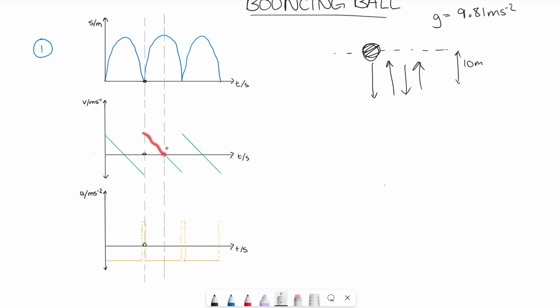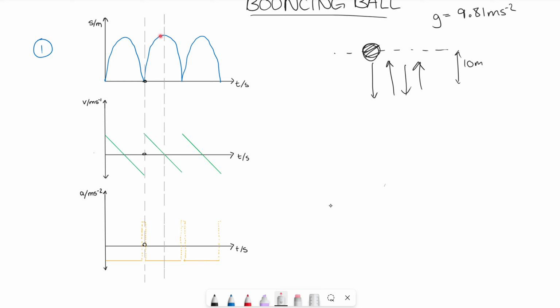Then the ball slows down as it goes up. That's why we have a negative gradient. And if you look at the acceleration, actually no, we'll look at the acceleration at the end, but it has a negative acceleration since the gradient of the graph is negative. Then it hits 0, and that is at the top of the motion.